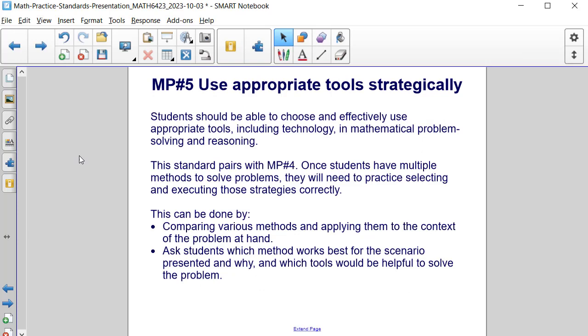Mathematical practice standard number 5 is to use appropriate tools strategically. Students should be able to choose and effectively use appropriate tools, including technology, in mathematical problem solving and reasoning. This standard often pairs with mathematical practice standard number 4. Once students have multiple methods to solve a problem, they will need to practice selecting and executing those strategies correctly. This can be done by comparing various methods and applying them to the context of the problem that is at hand. You can ask students which method works best for the scenario presented and why, and which tools would be helpful to solve the problem.